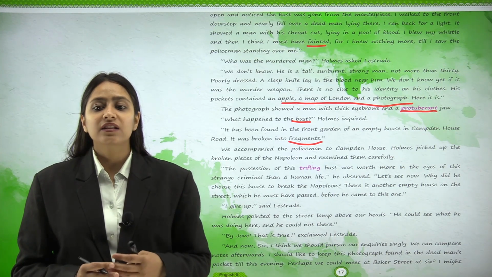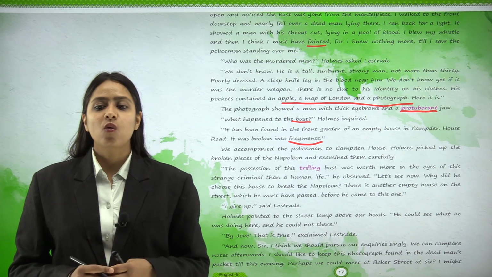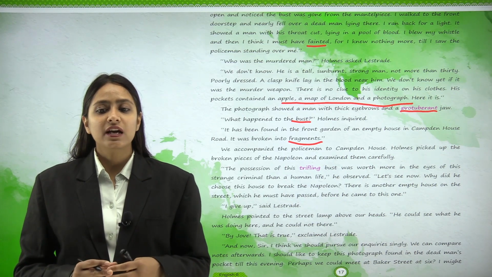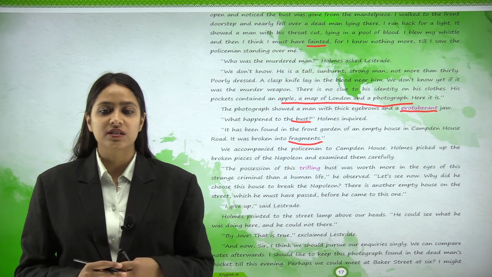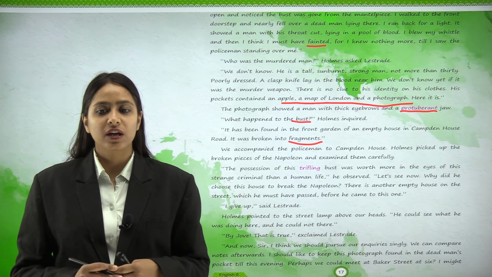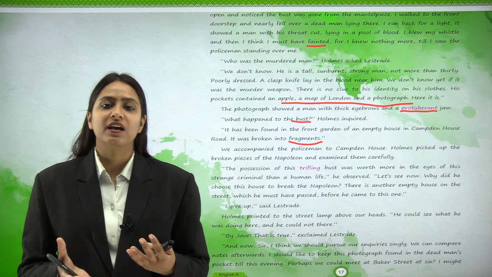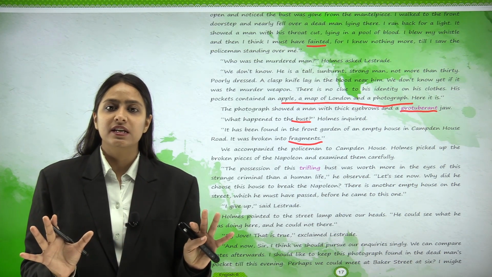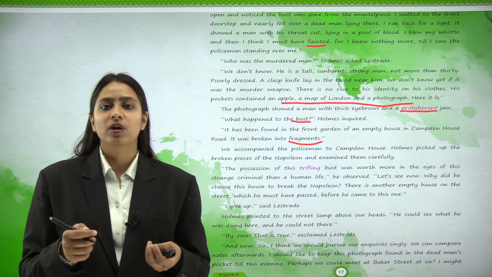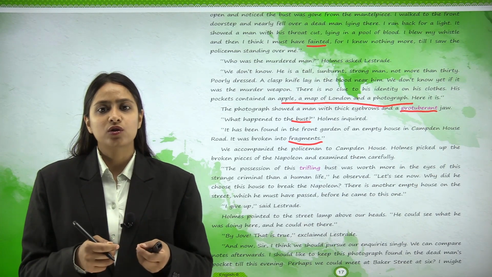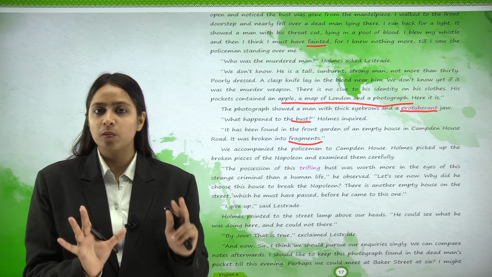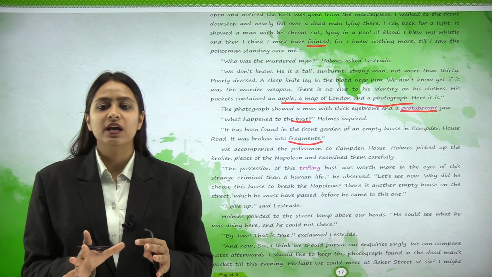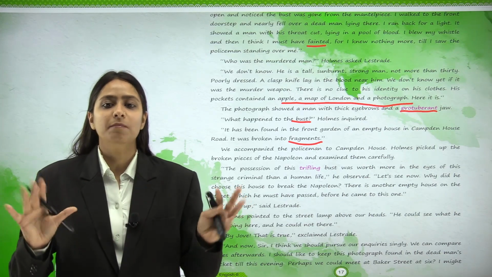"And now, sir, I think we should pursue our inquiry singly. We can compare notes afterwards. I should like to keep this photograph found in the dead man's pocket till this evening. Perhaps we could meet at Baker Street at 6." So now Holmes is saying that we should both solve this case separately, and he is going to keep the dead man's photograph till evening, and we will meet at Baker Street in the evening and discuss the whole matter.